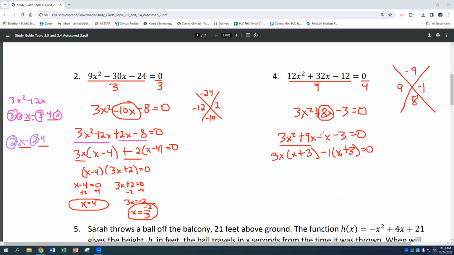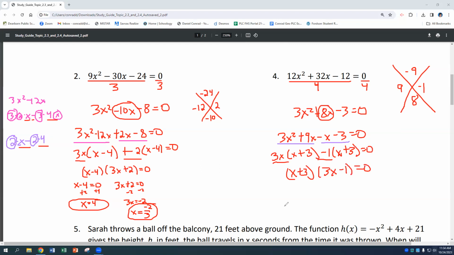Right, we're factoring out of the first two. Greatest common factor is 3x. And over here, greatest common factor is negative 1. So I'm going to pull out 3x. I'm going to pull out negative 1. We should have x plus 3 and x plus 3. So then I factor my x plus 3, and what I have left is going to be 3x minus 1.